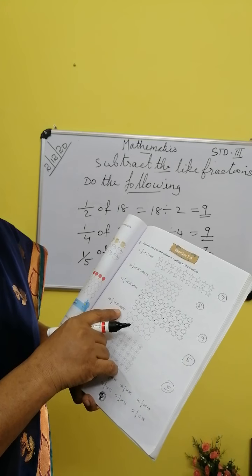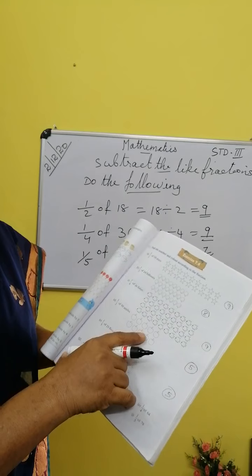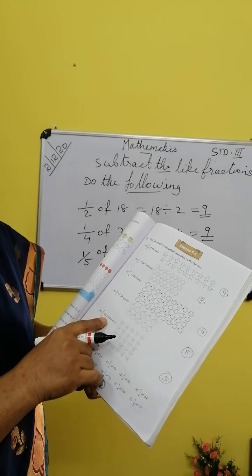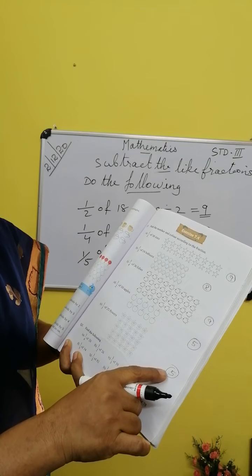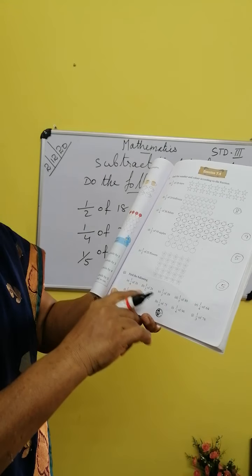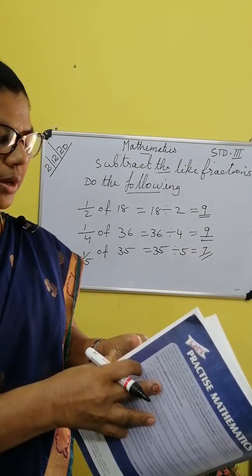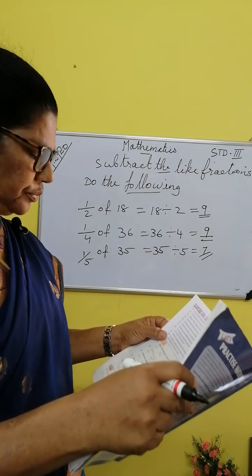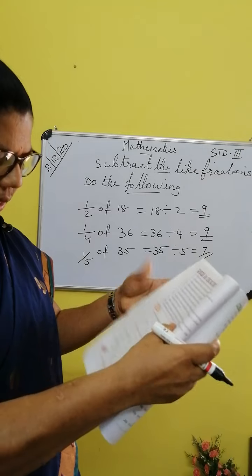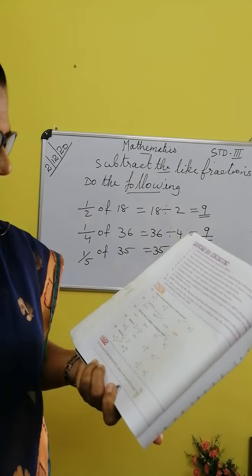1 by 2 of 10: 5, 5 2's are 10, so color 5 apples. 1 by 5 of 25: 5, color 5 flowers. Then find all these following in a notebook. Write the answer in the notebook. Page number 126. It's better to do it yourself without others' help.